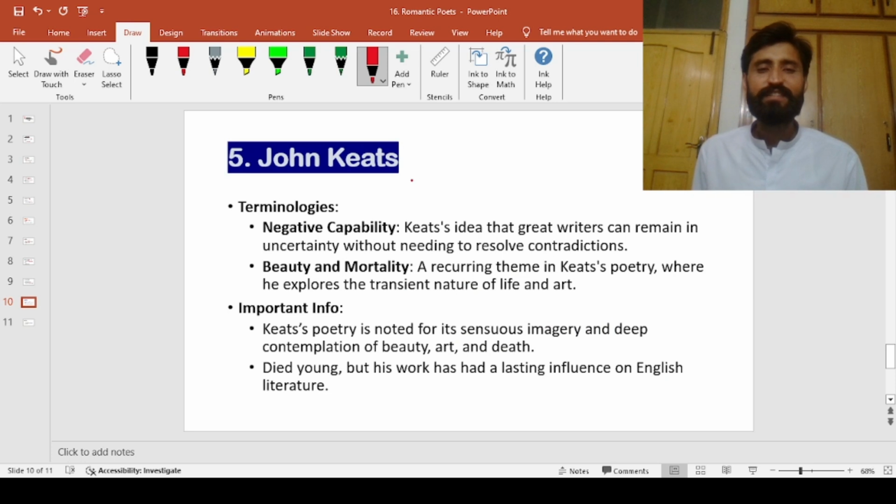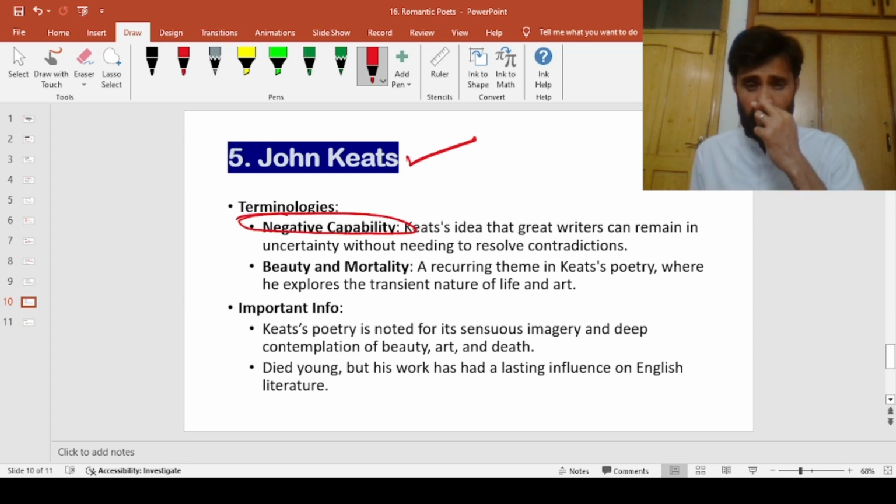So his life was revolving around politics, revolution and social reformation, right? The last one is John Keats. Now, negative capability is the most important thing of all to know about him. Keats' idea that great writers can remain in uncertainty without needing to resolve contradictions.